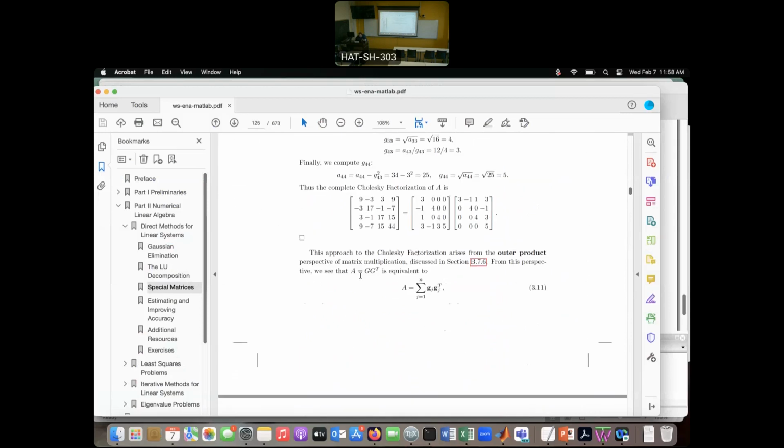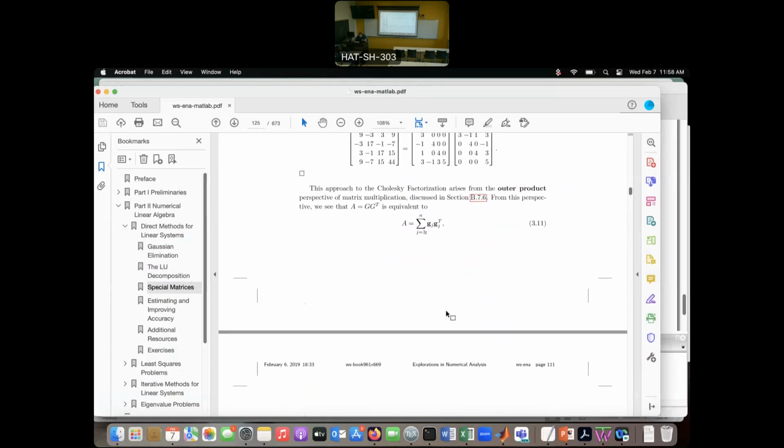So I want to point out, when I write the Cholesky factorization this way, A is equal to G G transpose, that's equivalent to this expression right here: A is equal to the sum of these matrices, where the vector Gj is the jth column of G. Now, this is a rather unusual expression: a column vector times its own transpose.